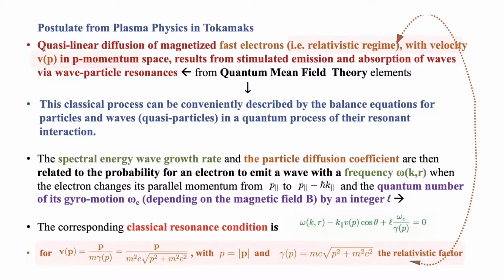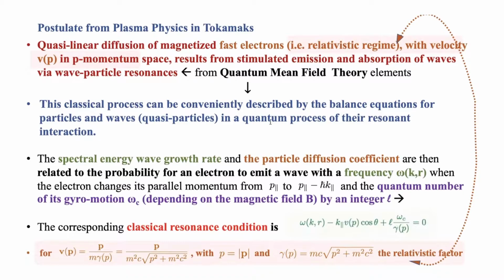So the quasi-linear diffusion of magnetized fast electrons, and that means it's a relativistic regime, which is something that is really going to matter for the model, with velocity v that depends on the momentum. It results from a stimulated emission and absorption of waves via wave-particle resonance. When you read this, it looks kind of strange, but this is actually elements of quantum mean field theory that come into the process of making this model.